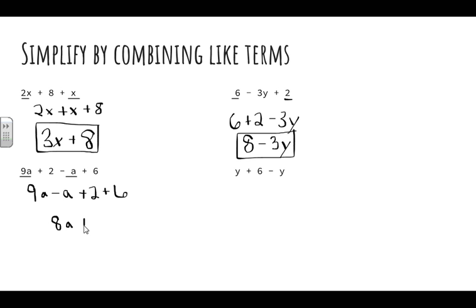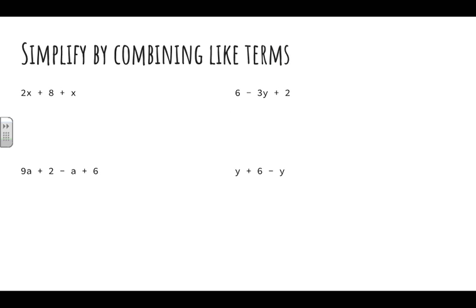And then 2 plus 6 is going to give me 8. So 8a plus 8 is going to be my final expression. All right, and then over here we've got y plus 6 minus y. So I could rearrange it to be y minus y plus 6. All right, y minus y is just 0, so I don't have to include anything. And the only thing I'm left with here is 6. All right, so that's combining like terms very basically.